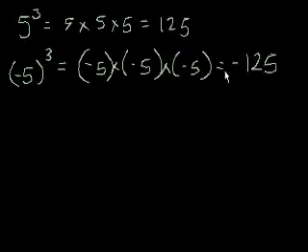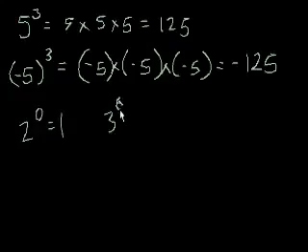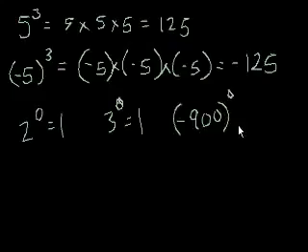Now, one principle of exponents that might not seem completely intuitive at first is when I raise something to the 0 power. Let's say I had 2 to the 0 power. It turns out that anything to the 0th power is equal to 1. So 2 to the 0 power is 1. 3 to the 0 power is equal to 1. Negative 900 to the 0 power is equal to 1.